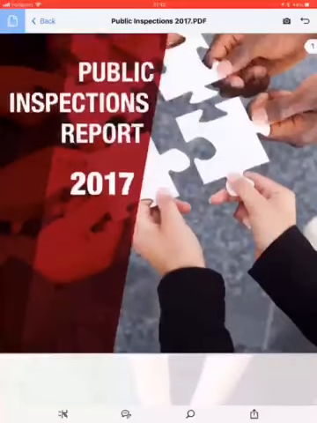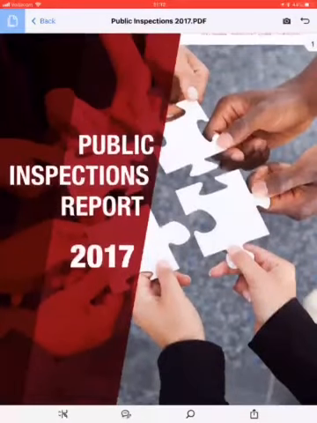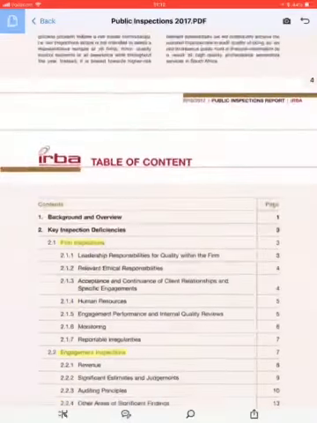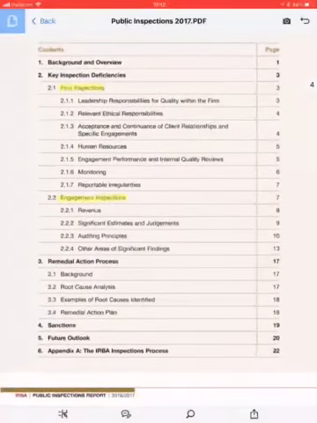This is the second in the series of recordings on the Public Inspection Report of 2017. In the first recording, we covered the background and overview, and then we also looked at the sanctions, remedial action, and future outlook. So in this table of contents, we basically dealt with numbers 1, 3, 4, and 5. In this recording, I'm going to cover section 2, and specifically 2.1 only.